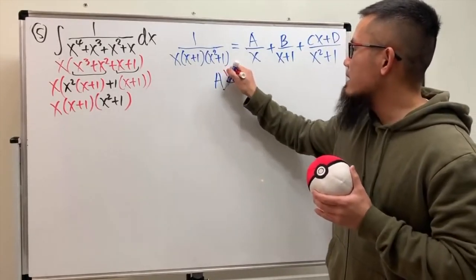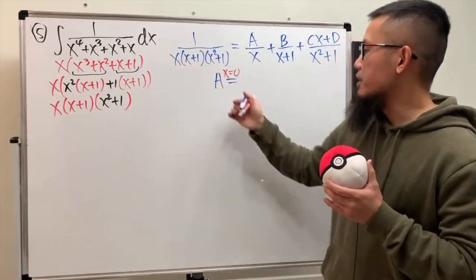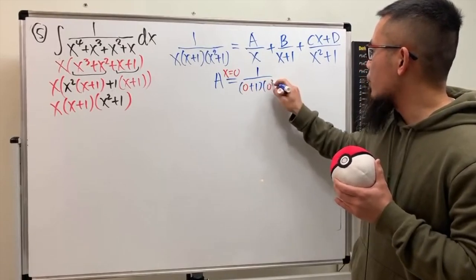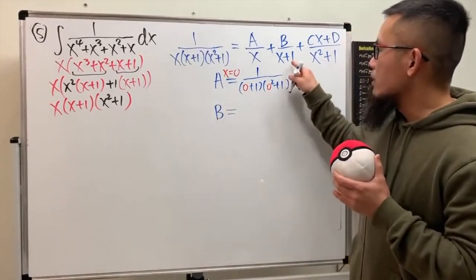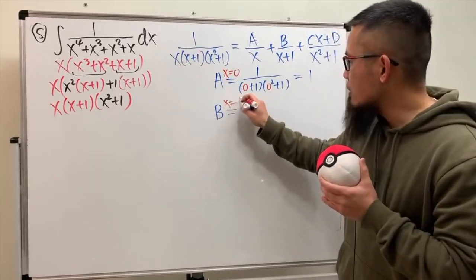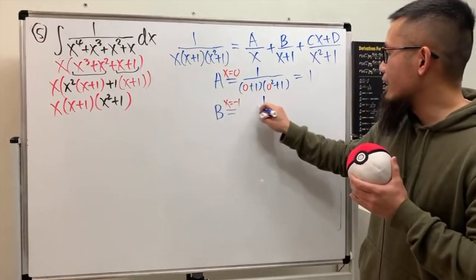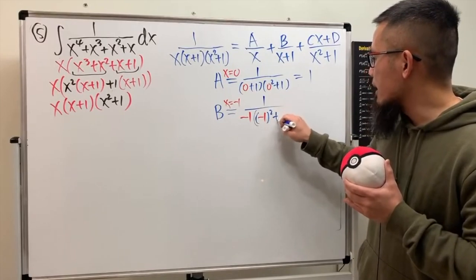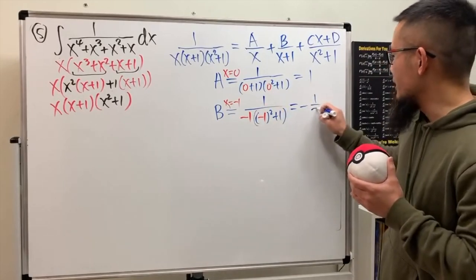A equals, when x is equal to 0, cover up the same denominator. Put 0 in here and here. So we get 1 over 0 plus 1 times 0 squared plus 1. So this is just equal to 1. B, well, cover up the same denominator. x shall be negative 1. So let's write that down. And then we are going to put this in here and here. So we get 1 over negative 1 times negative 1 squared plus 1. And this is 2. 1 plus 1 is 2, and then times that, which is negative 1/2.